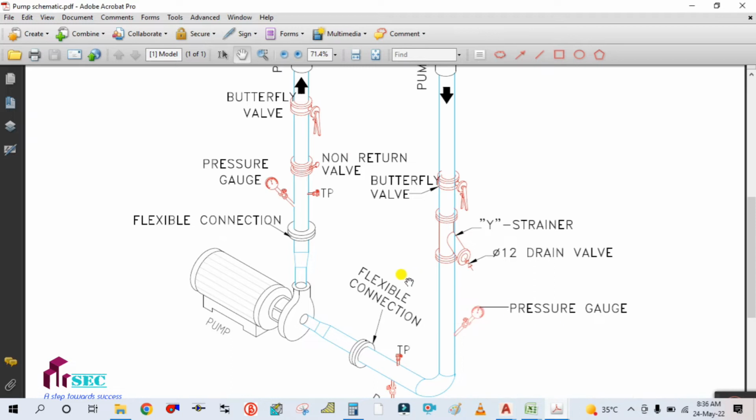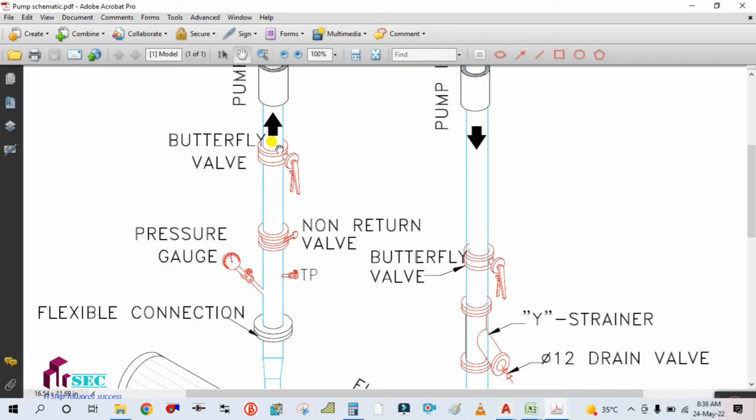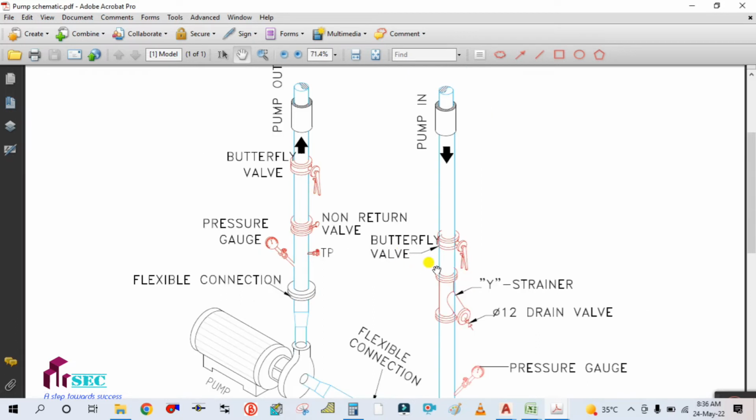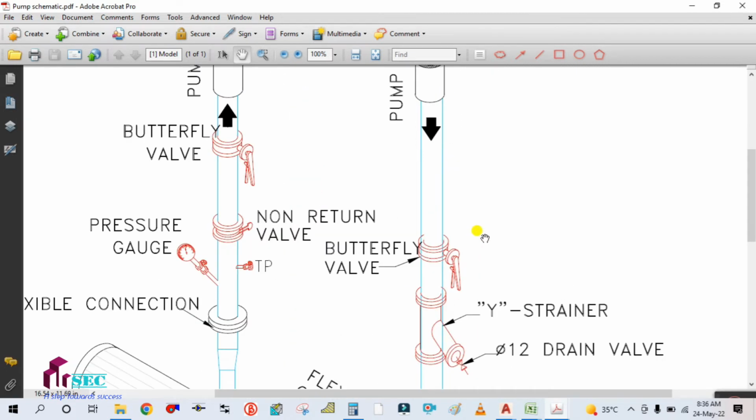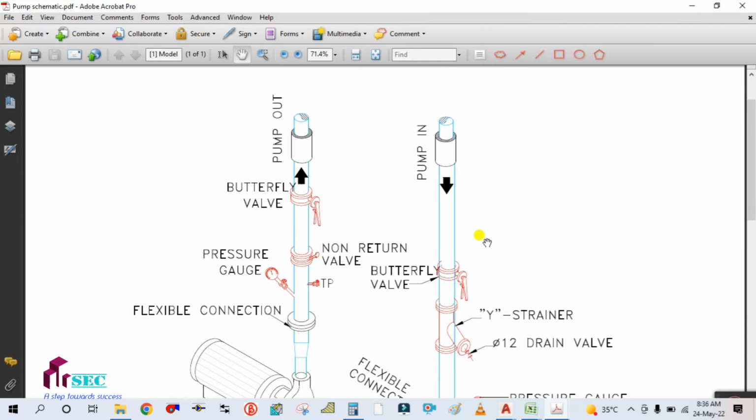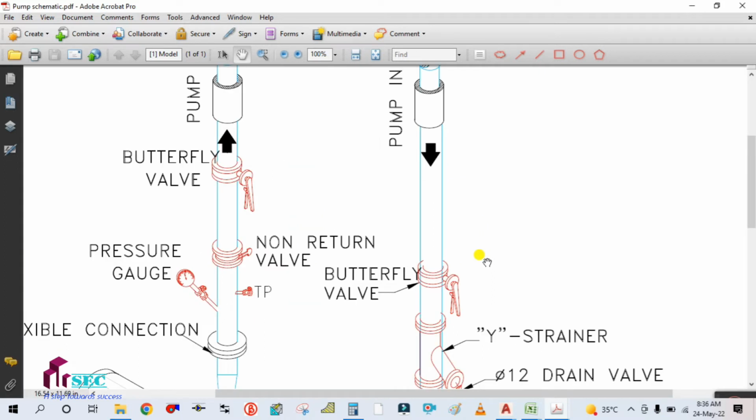So this is the isolation valve. A gate valve or butterfly valve is called an isolation valve. In each line, to isolate the pump in case of damage, we install two isolation valves, one in the suction line and one in the discharge line. Butterfly valves and gate valves are all isolation valves.